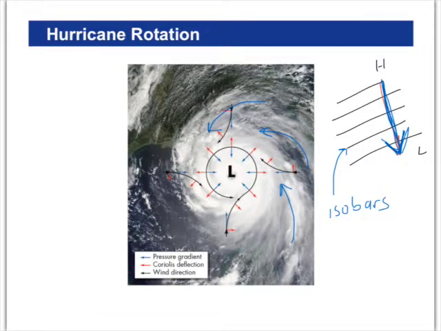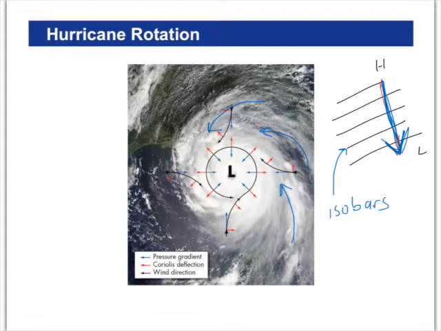But then we have the Coriolis effect, or the Coriolis deflection. And what that means is that any wind, or any fluid, I should say, that wants to move in a certain direction, the Coriolis effect will always bend that off to the right in our hemisphere.